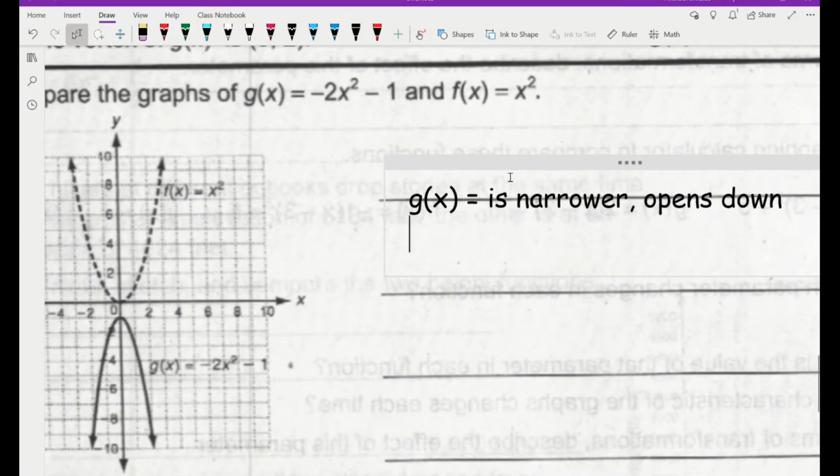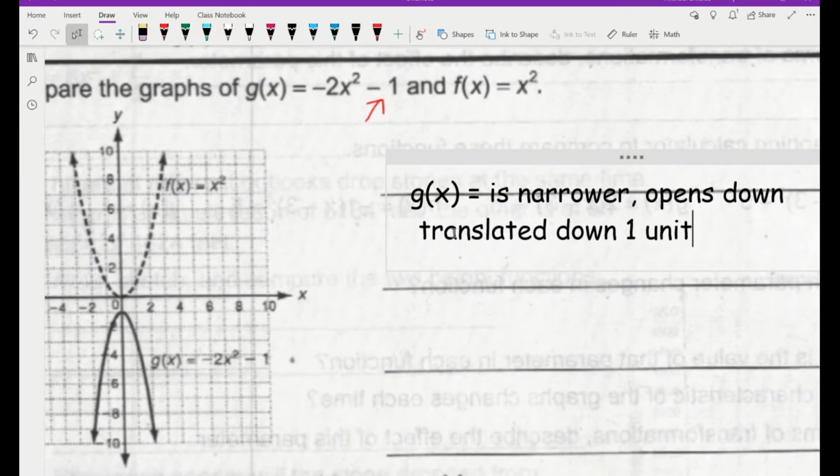And see the minus 1 right here? What happens if it's a minus 1? All the points are down 1 space. They all went down 1. And we call that a translation. So the graph is translated down 1 unit. Every point is. So that's the transformation of f of x graph to a g of x graph. That's how the graphs are similar, but there's some changes in there.